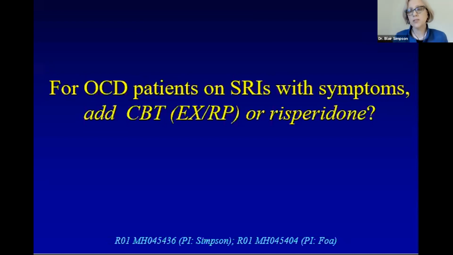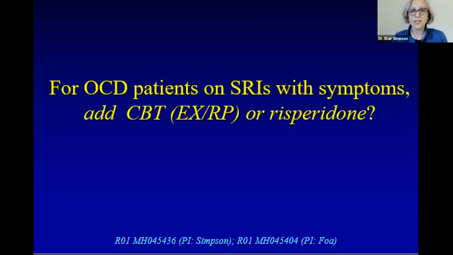And the medications that have been proven in their own randomized control trials to be effective as augmentation to the SRI medication are antipsychotics. And at the time that we started this study, risperidone was the one that had the best evidence with the least side effects.